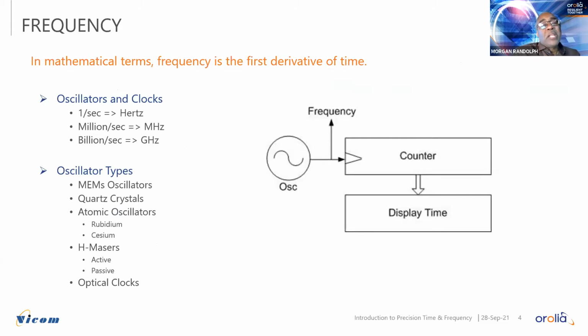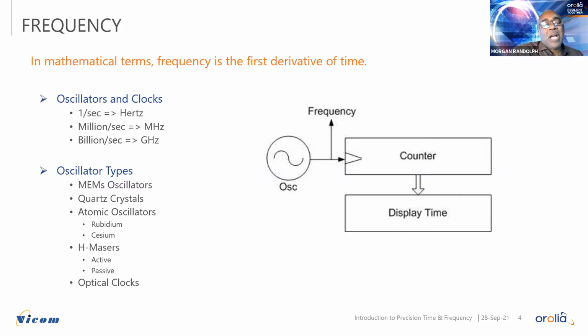Frequency. In mathematical terms, frequency is the first derivative of time. Oscillators and clocks. You have a clock with a counter, an oscillator, and the time display. With the oscillator, one cycle per second equals a hertz. Millions per second equals megahertz, and billions per second equals gigahertz.